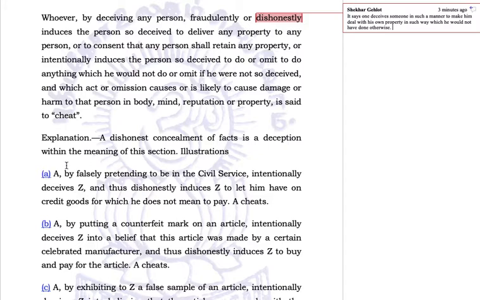A is cheating. A says, I am a civil servant. Z is a shop owner. You give me something, I'll pay you back. He believes that he's a civil servant, definitely he'll pay back, and he wants to have good friendship with a civil servant, isn't it? But he's not a civil servant. He cannot pay back. A is cheating. Simple. Otherwise, if he was not a civil servant, then definitely he would not have given him property on credit. But he pretended to be one, and because of this deception only, he gave the property.